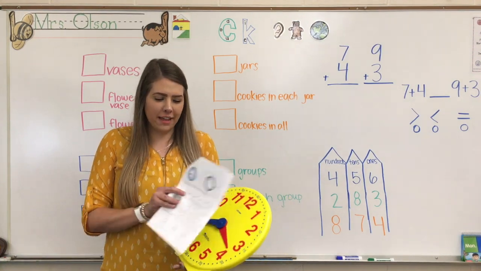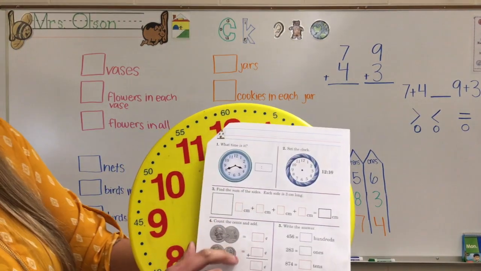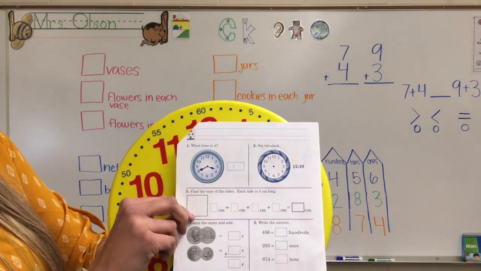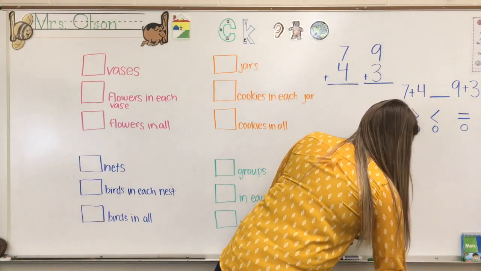Alrighty, first graders, it is time for our math today. Page 319 and 320 looks like this. It has the two clocks on the top. We'll start with this one here. It's just asking us simply, what time is it?